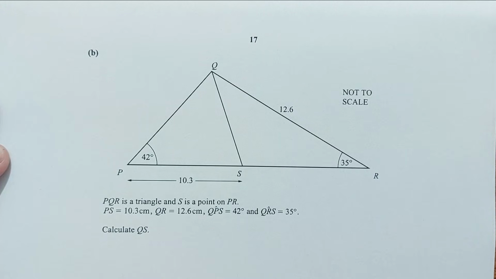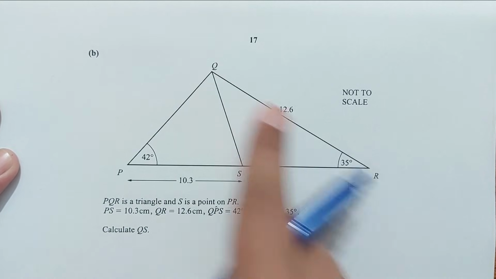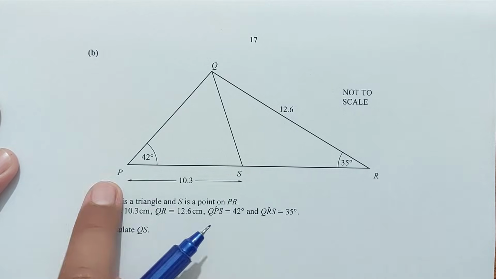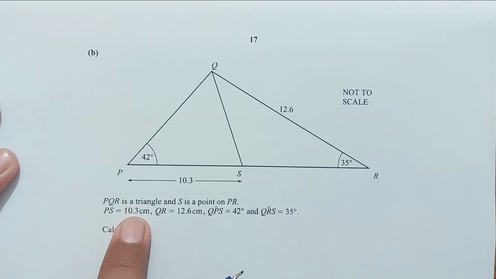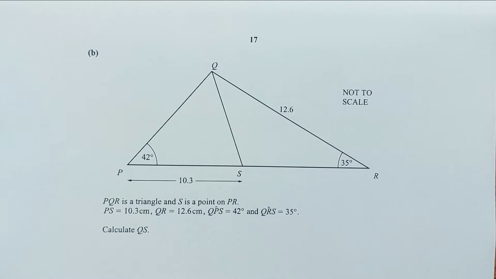Right. Now for part B, P, Q and R is a triangle. S is a point on PR. PS is 10.3 centimeter, QR is 12.6 centimeter, and these two angles we have been given. We have to calculate QS. Okay, Q to S we have to calculate, all right.